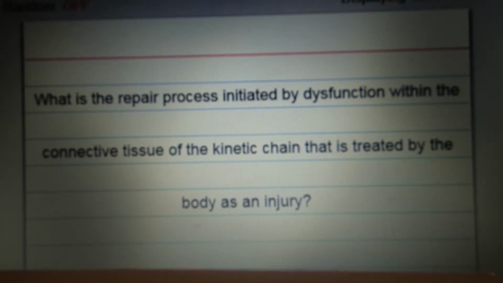What is the repair process initiated by dysfunction within the connective tissues of the kinetic chain that is treated by the body as an injury? Cumulative injury cycle.